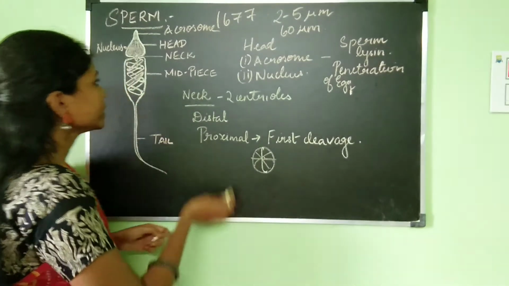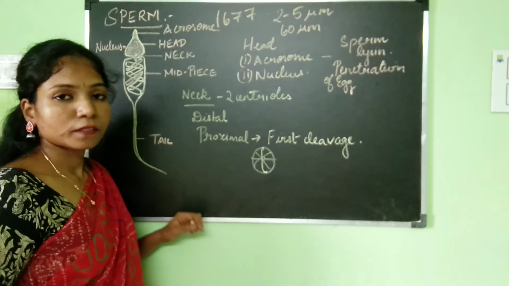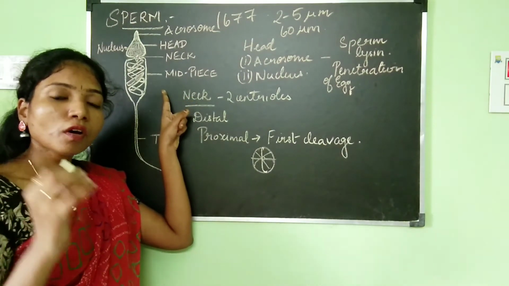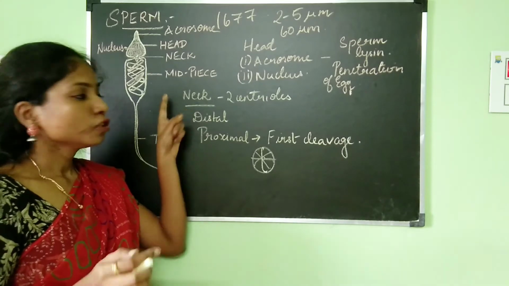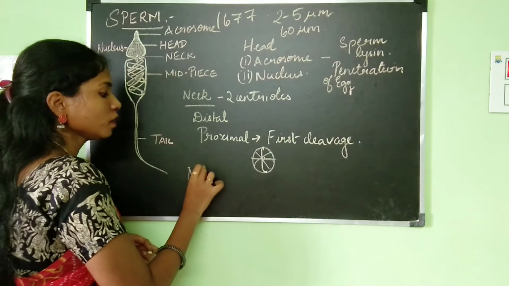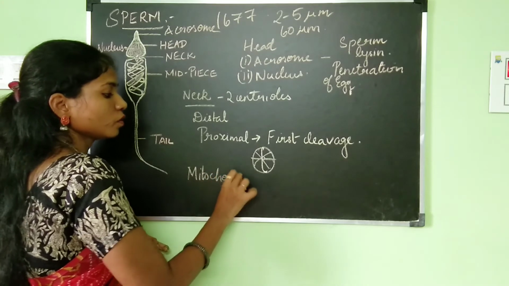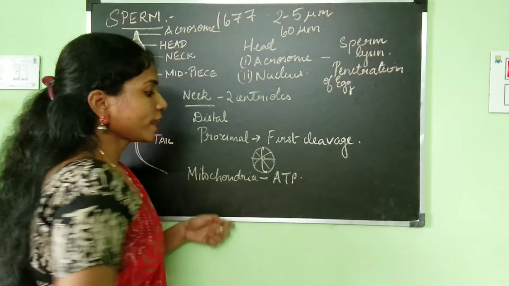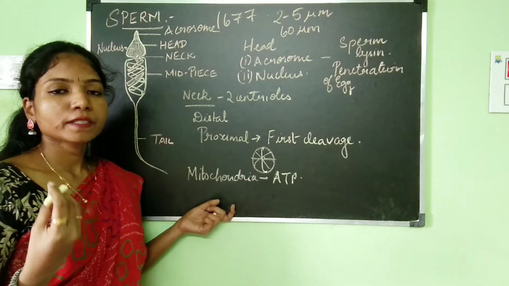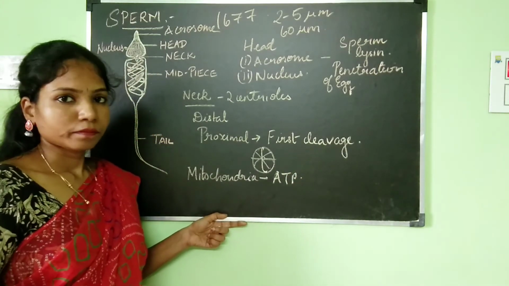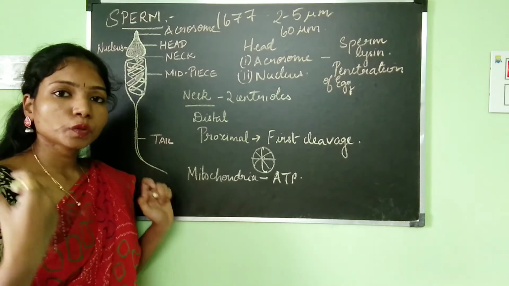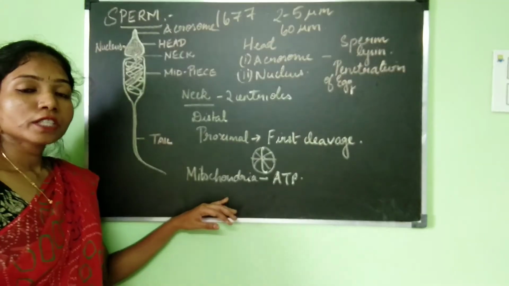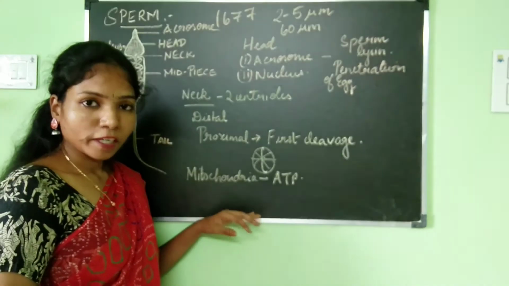Now let's take a look at the middle piece or the mid piece. Okay, so the middle piece, if you see, has got a lot of mitochondria. You know what is the function of mitochondria? Mitochondria is the powerhouse of the cell and it is going to be producing ATP. So why does sperm need ATP? ATP is very important for energy. Sperm requires energy to swim inside the female reproductive tract. For that, the energy is going to be provided with the help of the mitochondria.